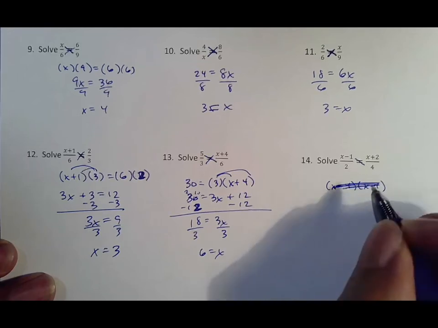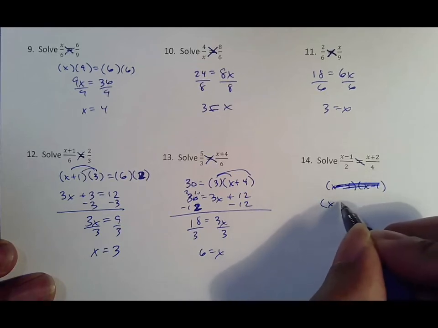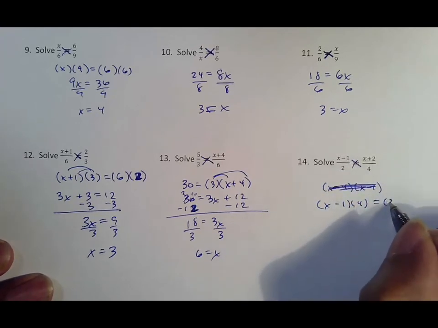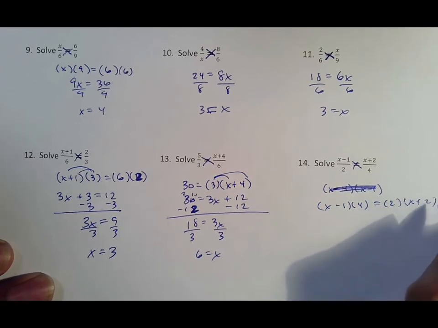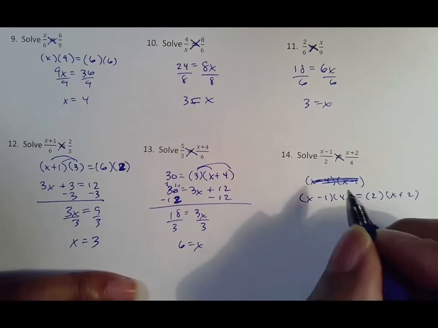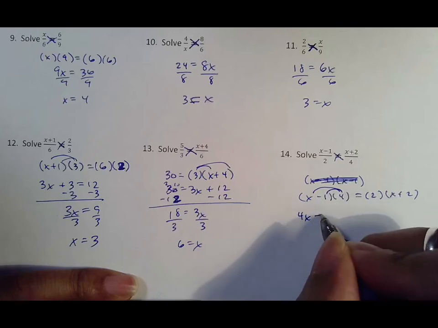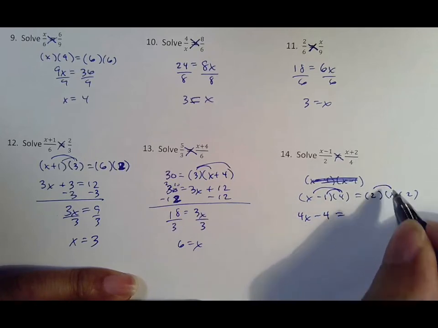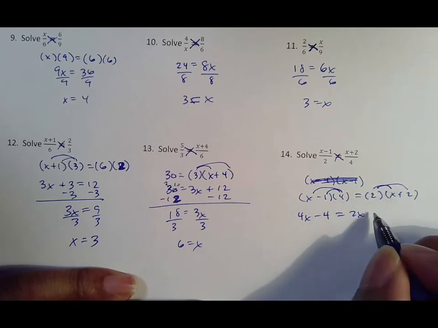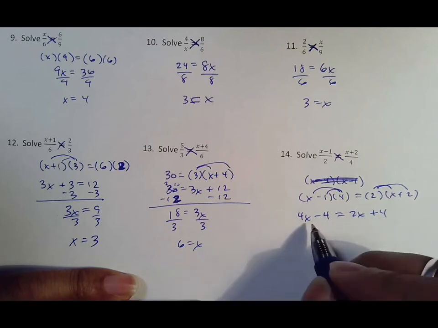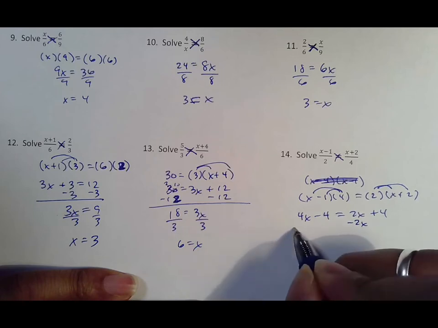Oh my, I'm missing all that stuff. I'm getting tired. x minus 1 times 4 equals 2 times x plus 2. And then after that, you go ahead and do your 4 times x. You go ahead and do your 4 times 1. You do your 2 times x. You do your 2 times 2. And now notice again how this is still something that we've worked on. We move our smaller x over to our larger x.